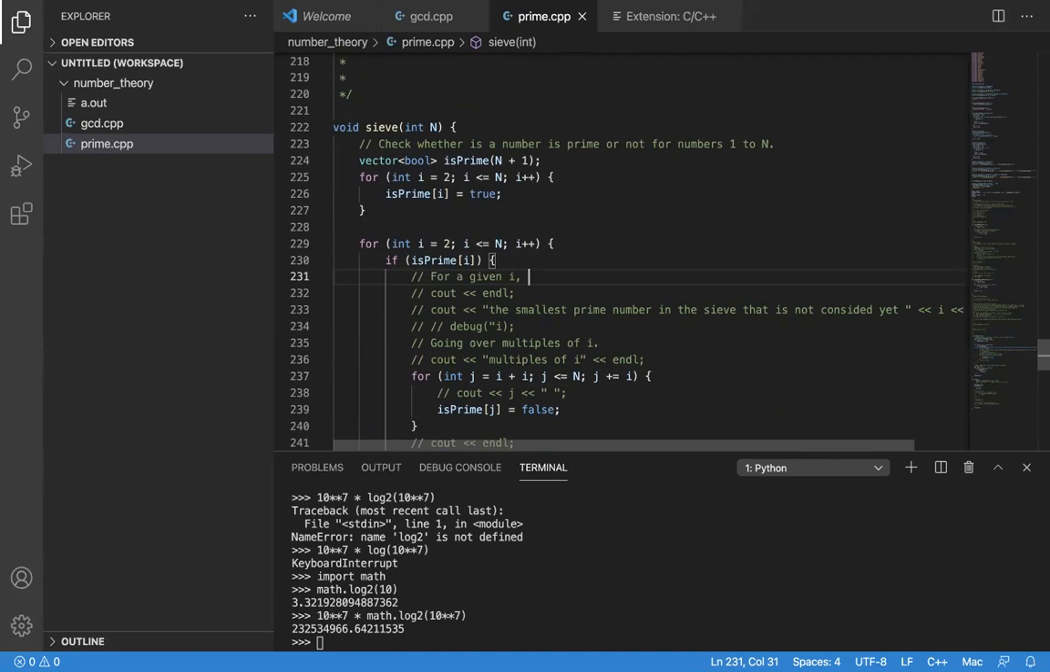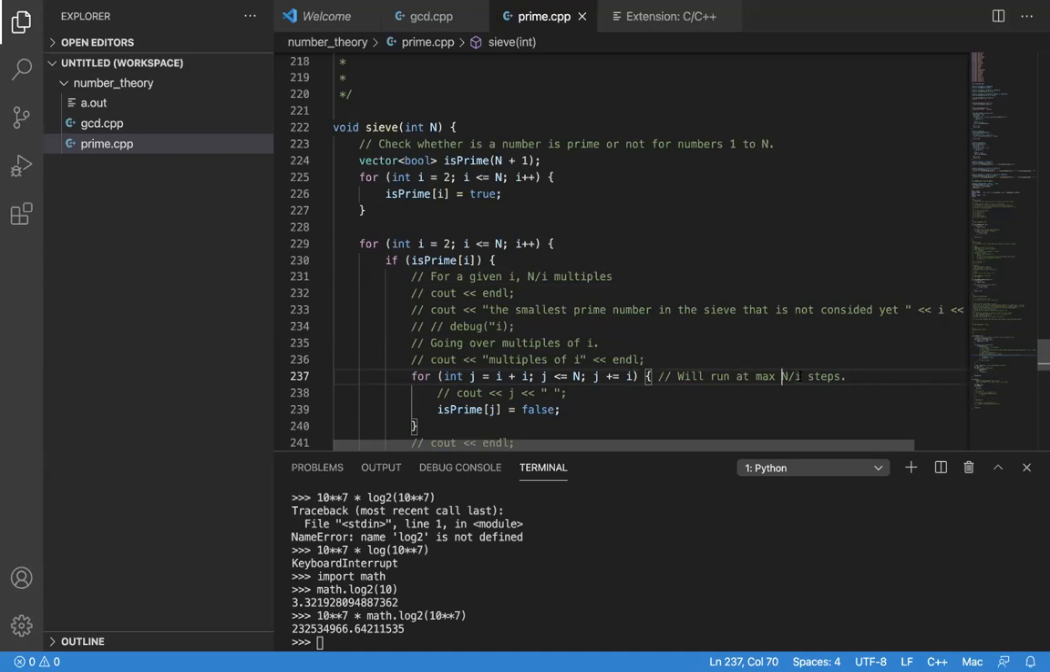how many multiples can there be till n? You can see there can be at max n by i multiples, because i into 1, i into 2, i into 3, i into 4, till i into n by i, which will become equal to n. So the inner loop, this loop with j, will run at max n by i steps. Is this clear to everyone? This fact is very important: why it is running till n by i.